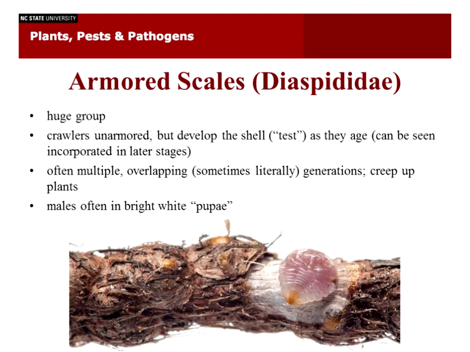There are often multiple overlapping, sometimes literally, generations, and they typically creep up a plant. So the newest growth will have the fewest numbers, and they'll start to crawl up the trees and settle, develop, have their own eggs, crawl up the trees a little bit more and settle. So oftentimes you'll find many different life stages in the same vicinity, and some of them are just old scales that have died, and then others are the newly developing ones. Males are often in bright white pupae, so they have this little pupal case that you'll see in a second.